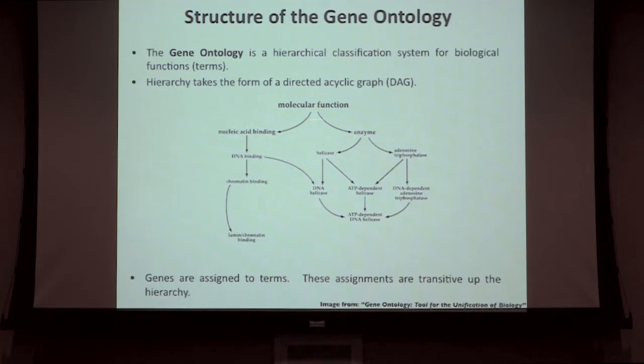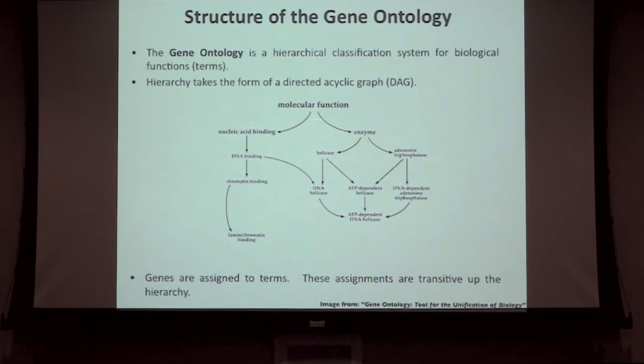So the gene ontology, again, is a hierarchical classification system for biological functions. And the hierarchy takes the form of a directed acyclic graph. So this is a general term, and the gene ontology is divided into three main branches, one of which is molecular function. And this is then differentiated further into functions that are more specific, that are each differentiated further down. But you see, sometimes there's crosstalk between the levels of further differentiation.